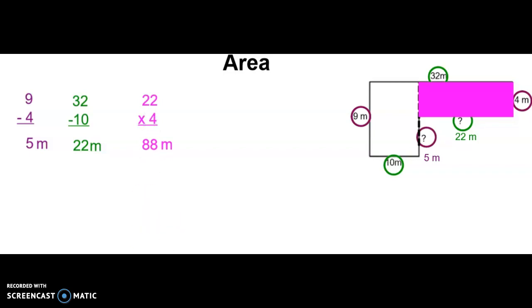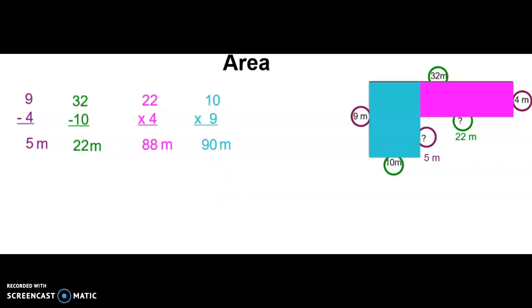Now I'm going to do the other rectangle. I'm going to call that my blue rectangle. So I'm going to use the length of 10 here and the width of 9. 10 times 9. Remember, any number times 10 is that number with a 0 behind it. So 10 times 9 is 90 meters.